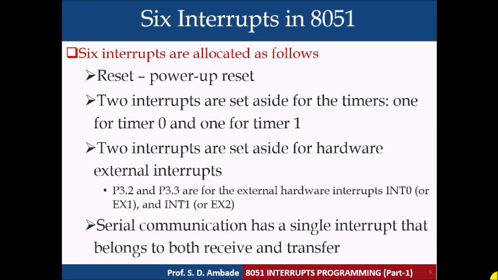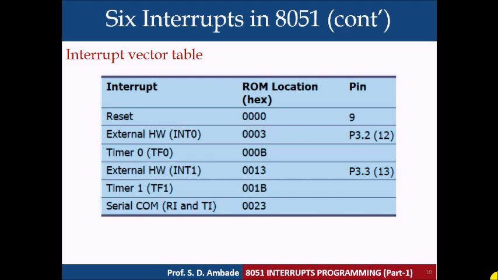This is the interrupt vector table where the addresses of the ISRs are saved. It lists the interrupt, the ROM location and the pin. First one is reset. The reset address is 000H in hexadecimal. Next one is external hardware interrupt INT0. Address is 0003 in the interrupt vector table. Next one is timer 0, TF0. Its address is 000B.